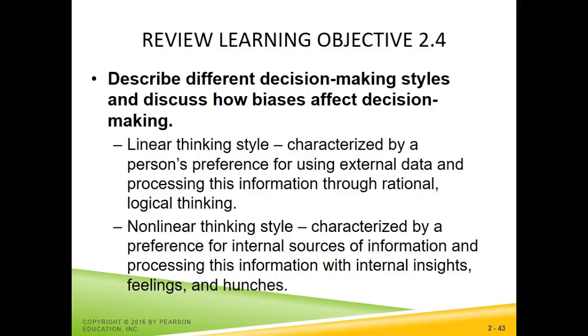Okay, the fourth learning objective involved describing different decision-making styles and discussing how biases affect decision-making. It is important to remember a person's thinking style reflects two things: the source of information you tend to use, whether external or internal, and how you process the information, whether it's linear or nonlinear. So these four dimensions were collapsed into two styles. The linear thinking style is characterized by a person's preference for using external data and processing this information through rational, logical thinking. Now, the nonlinear thinking style is characterized by a preference for internal sources of information and processing this information with internal insights, feelings, and hunches.